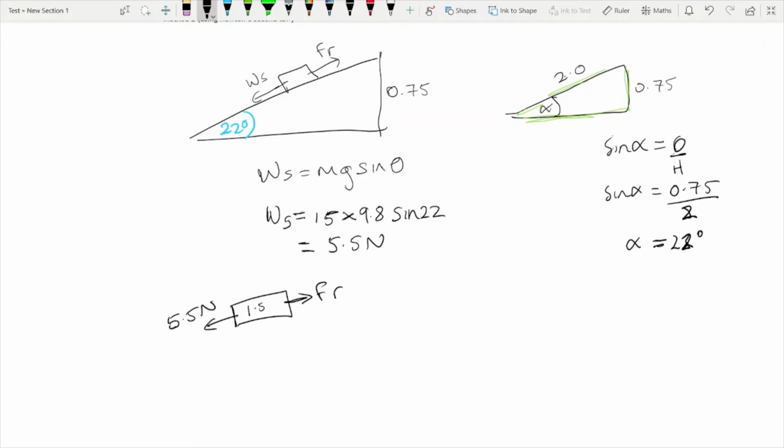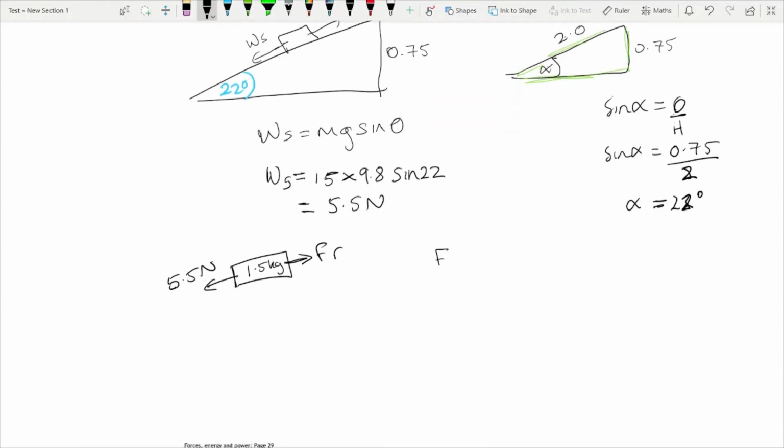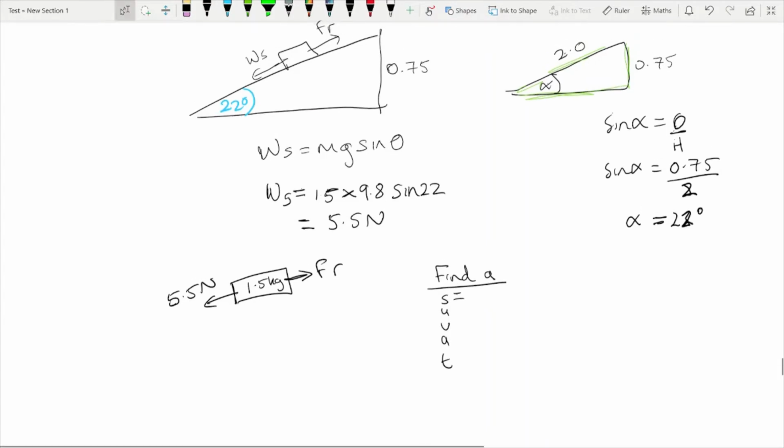It's 1.5 kilograms, but we still don't know the acceleration. To find the acceleration, we'll need to use SUVAT. There's quite a lot to this question. We know that the distance travelled down the slope is 2 meters. The initial speed, because it's dropped from rest, is 0. The final speed, we're told in the question, is 1.3. Acceleration is what we want to find, and we don't know anything about time. So we'll have to use v squared equals u squared plus 2as.